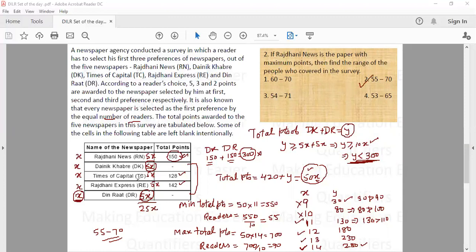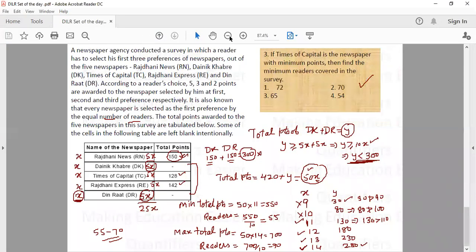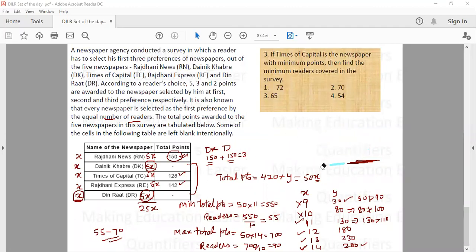Now let's come to the third question. It says that if Times of Capital paper got the minimum points, then find the minimum number of readers covered.